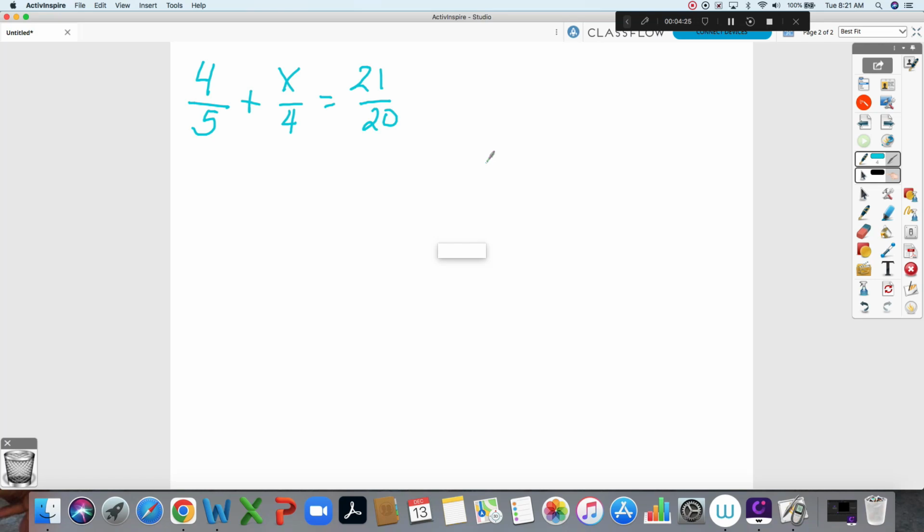21/20. Okay, this is one of those we talked about at the end of yesterday, where when we're adding these fractions together, if we multiply our whole equation by the least common denominator, we're able to get rid of those fractions altogether. So what would the least common denominator of all these numbers be? 20. So we're going to multiply the whole thing by 20.